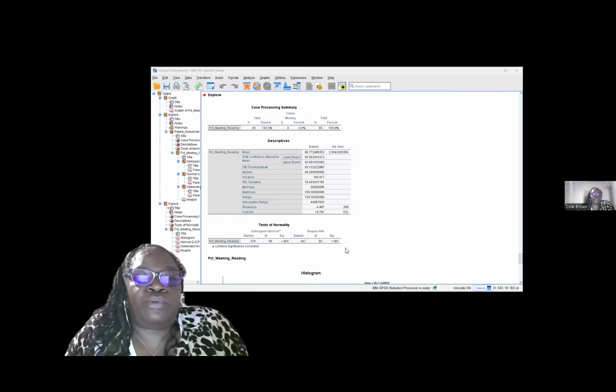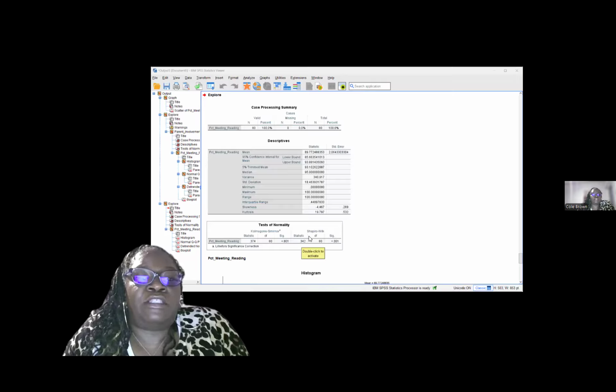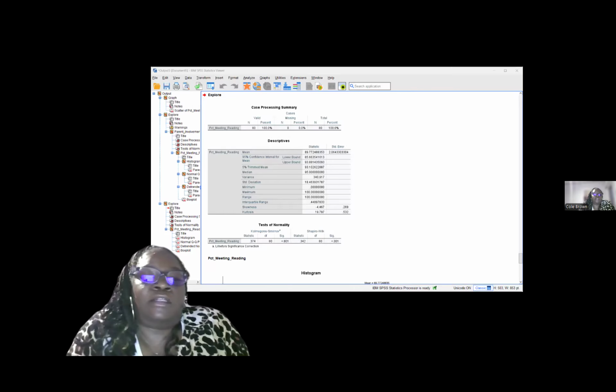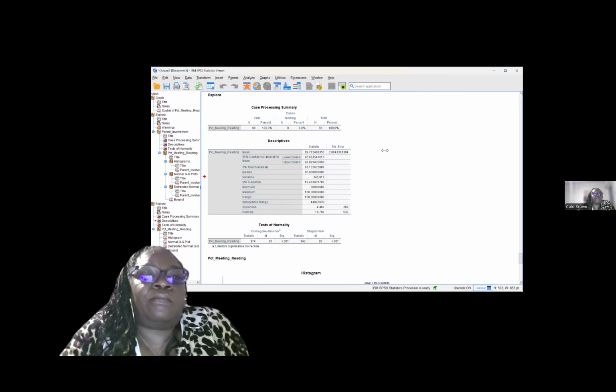All right, our Shapiro-Wilk, we have it at 0.35. The statistic is at 0.34, and that's significant, at 0.001. And let's take a look down. Let's look at our histogram.